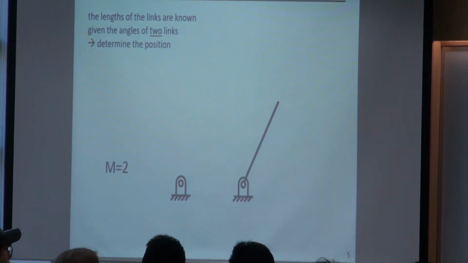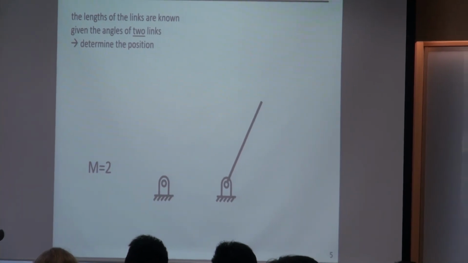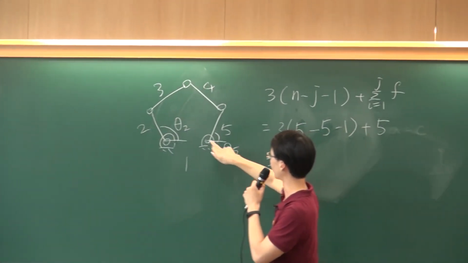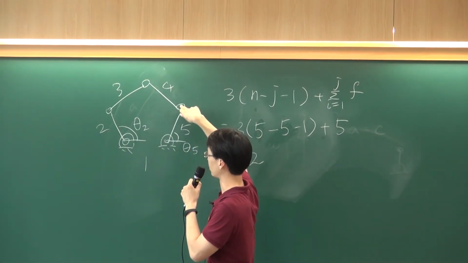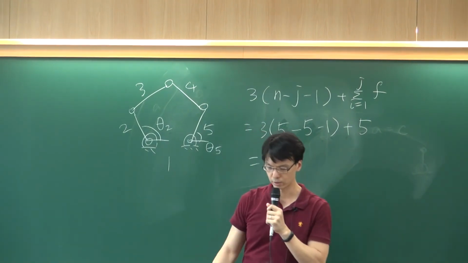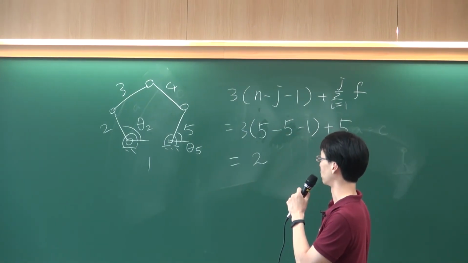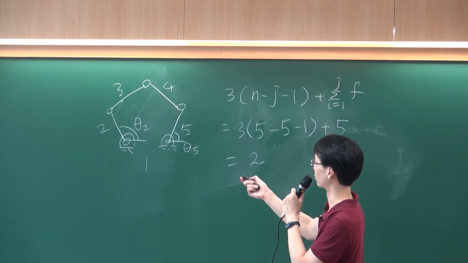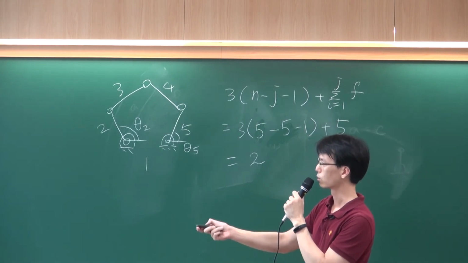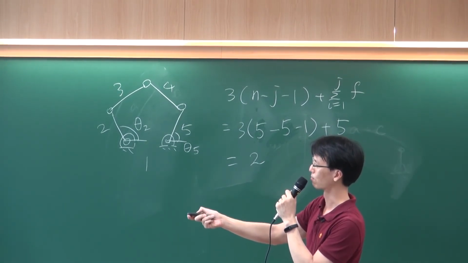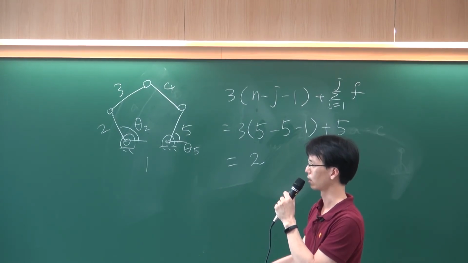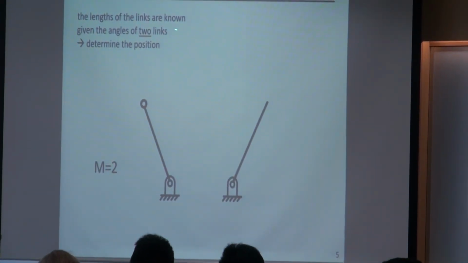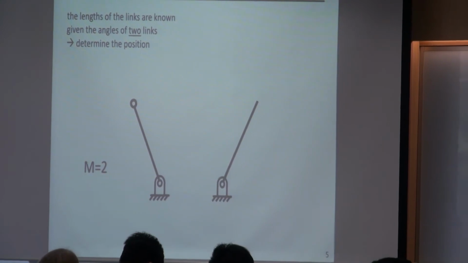So I need to define this theta 2, the angle of this bar, and the angle of this bar. If I define theta 2 and theta 5, then we should be able to find the position of the linkage. Here we just first assume bar 5 is in this location and bar 2 in this location. And how are we going to find the position of the other 2 bars?